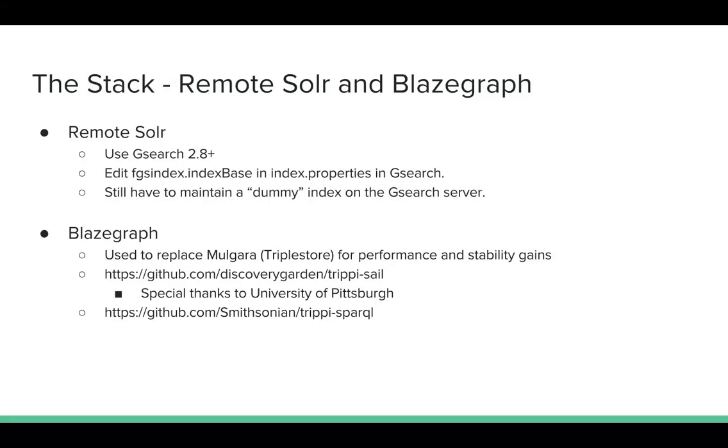The real benefit to swapping Mulgara for BlazeGraph is the ability to scale. So if you're finding that your triple store is a point of contention, moving towards BlazeGraph allows you to separate it from the stack, put it on its own server, cluster it, and throw more resources at just the triple store. It also makes troubleshooting a lot easier. The more broken up the stack, the easier it is to see where the bottlenecks are.